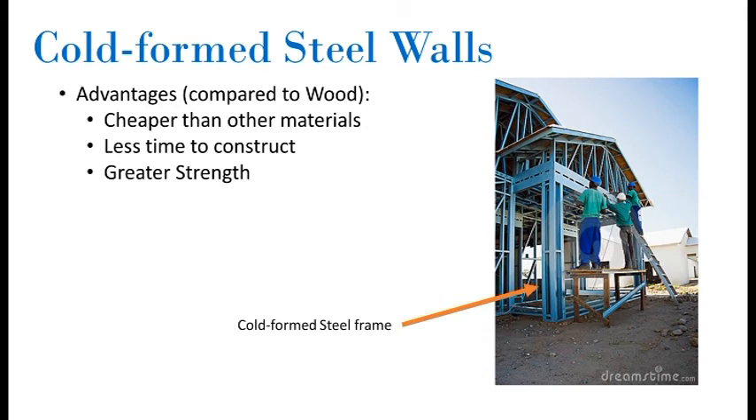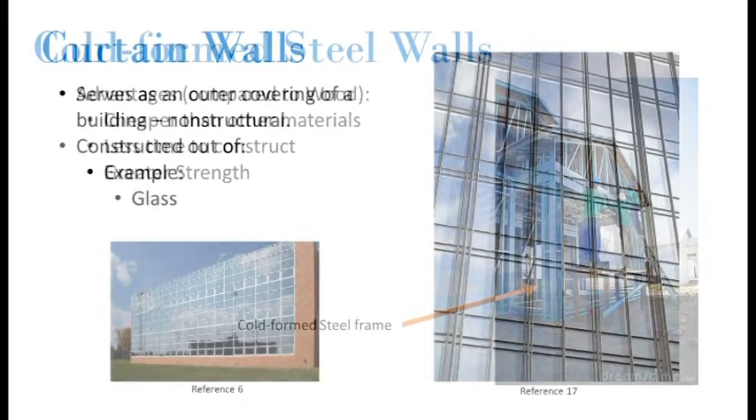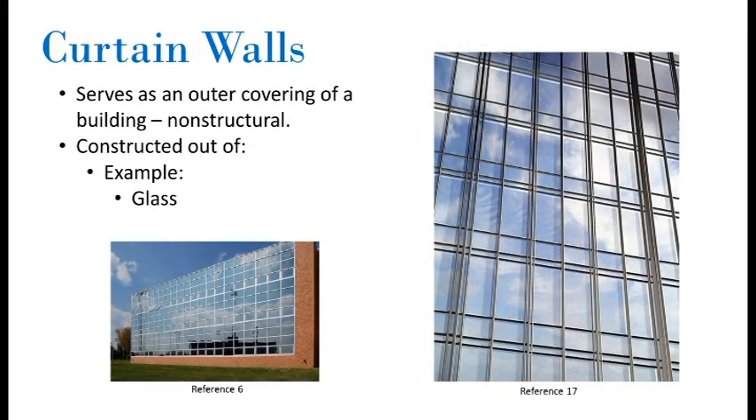Some advantages of cold-formed steel walls include being cheaper than many other materials to build houses, such as wood. In addition, building light-gauge steel framed houses takes less time than wood. Also, in comparison to wood, steel walls have greater strength, and hence this usually translates into a need for fewer members when constructing. However, a couple of disadvantages include being difficult to connect and the problem of low fire resistance.